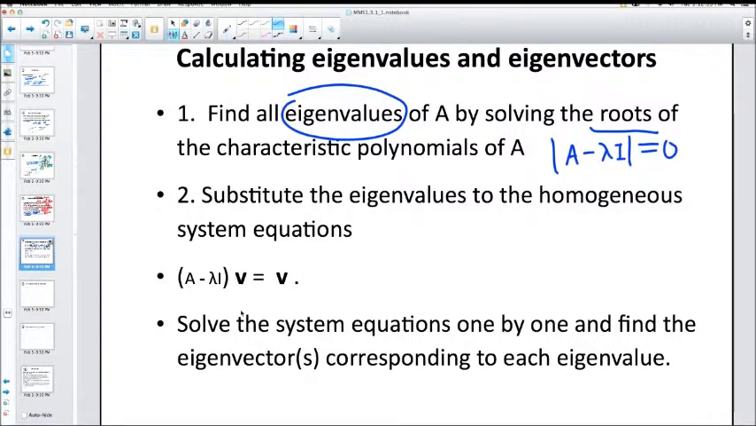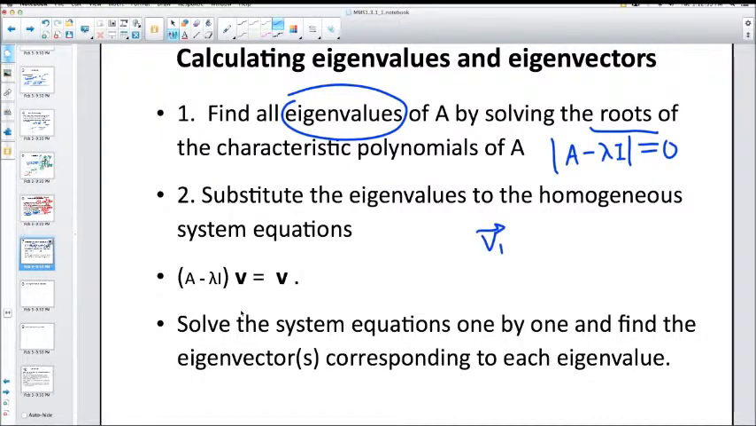And next step, for each eigenvalue, you're going to look at the eigenvector V. You have 3 different eigenvalues, then you have 3 different vectors V, we call the eigenvectors.